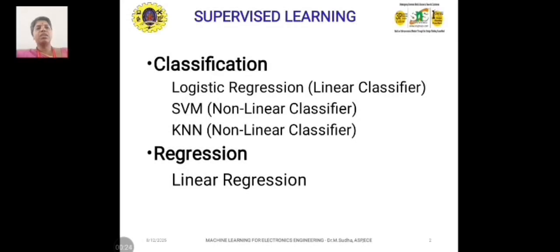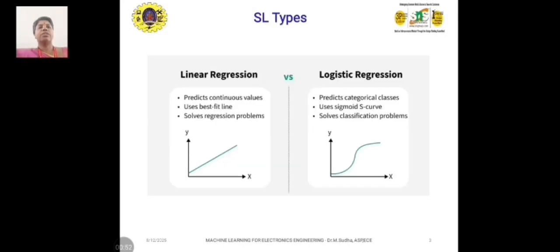In supervised learning, we have the classification problem and the regression problem. Under classification in our syllabus, we are going to discuss logistic regression, which is also called a linear classifier, SVM, the support vector machine, a non-linear classifier, and KNN, K nearest neighbor, also a non-linear classifier. Under regression, the one type we are going to see is linear regression. So the supervised learning types here are linear regression and logistic regression.